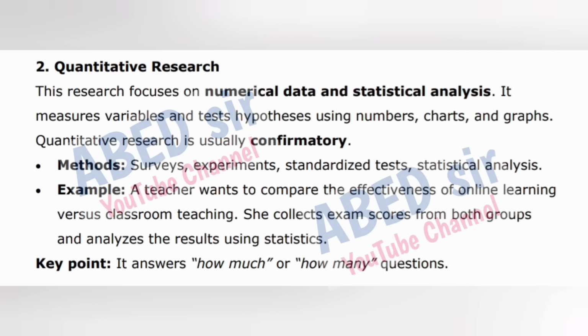2. Quantitative research. This research focuses on numerical data and statistical analysis. It measures variables and tests hypotheses using numbers, charts, and graphs. Quantitative research is usually confirmatory. Methods: surveys, experiments, standardized tests, statistical analysis.